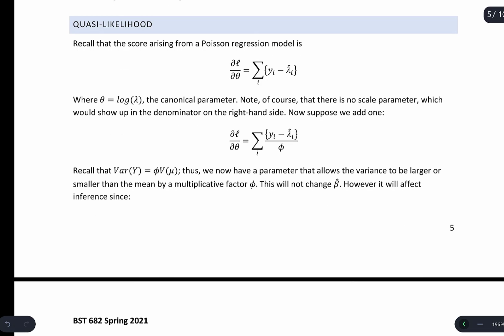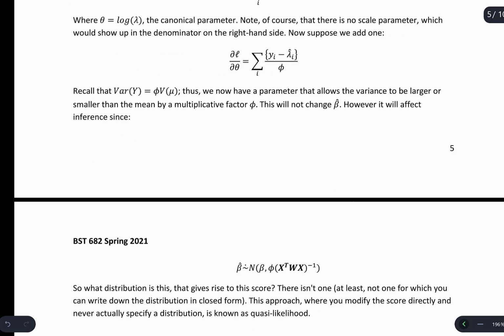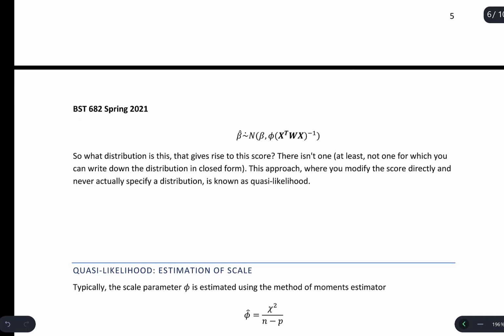Recall that the variance of y is equal to phi times the variance of mu. If we define it this way, we have a parameter that allows the variance to be larger or smaller than the mean by a multiplicative factor. This is not going to change our beta hats, but it will affect inference, since if we look at that asymptotic distribution, we're going to have the following.